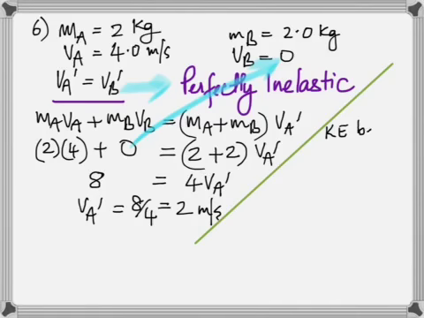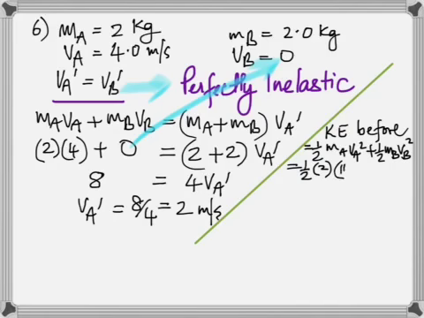Now, you're asked to find the loss of kinetic energy. So you got to find the kinetic energy before, which is 1/2 MAVA squared plus 1/2 MBVB squared. On plugging in the numbers, 1/2 times 2 times square of 4 is 16 plus 1/2 times 2, and the square of 0 is 0, of course, and so you get 16 joules. That's the kinetic energy before.